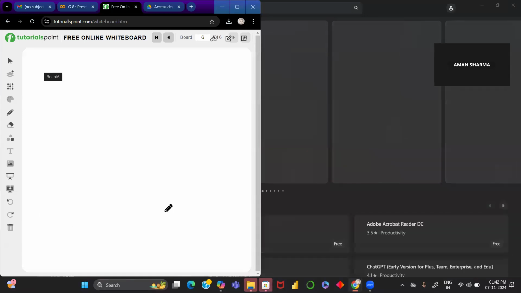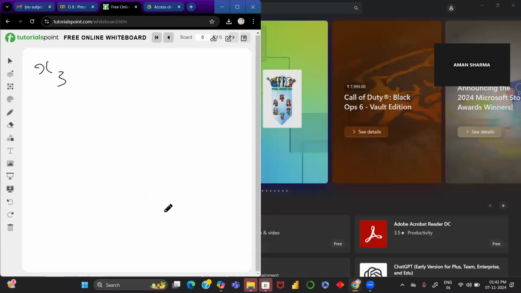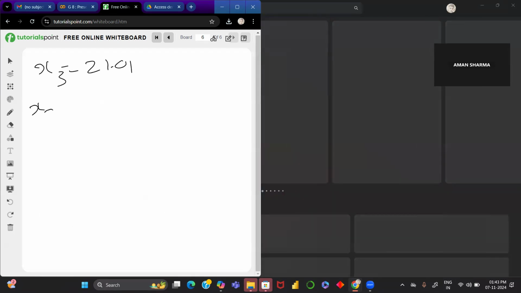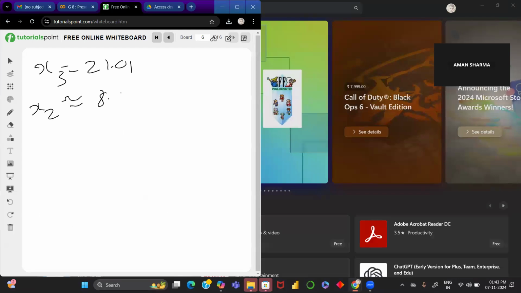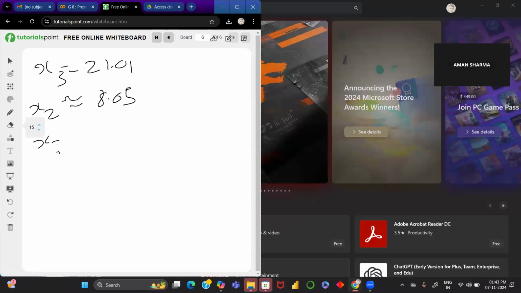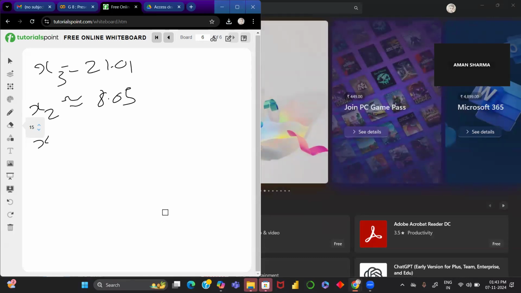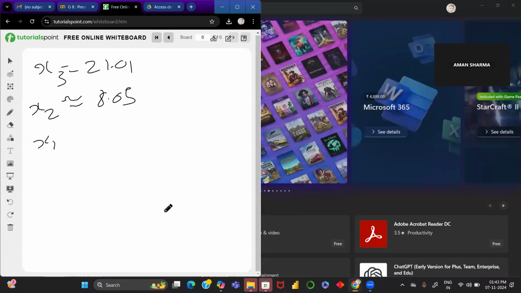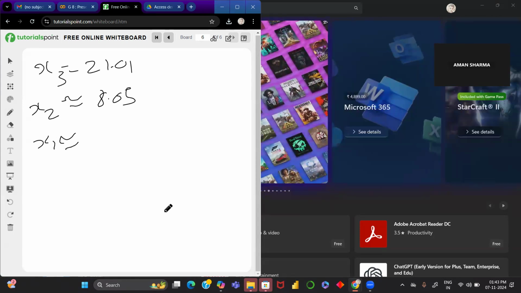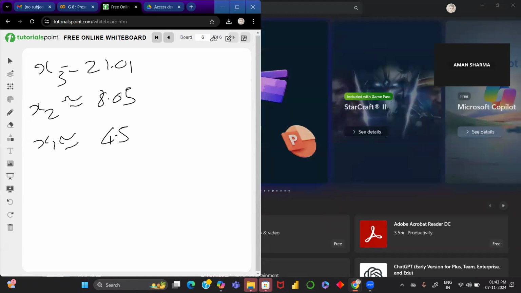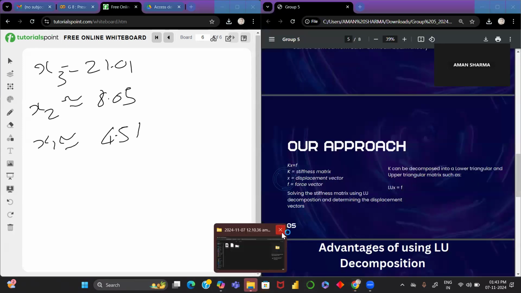So on solving, similarly like previously we solved, x3 is equal to 21.01, x2 is approximately equal to 8.05, and x1 is approximately equal to 4.51. So these were the 3 components of x.